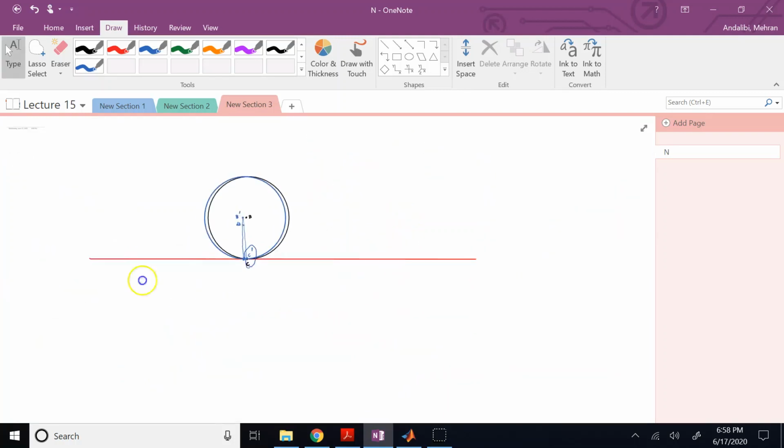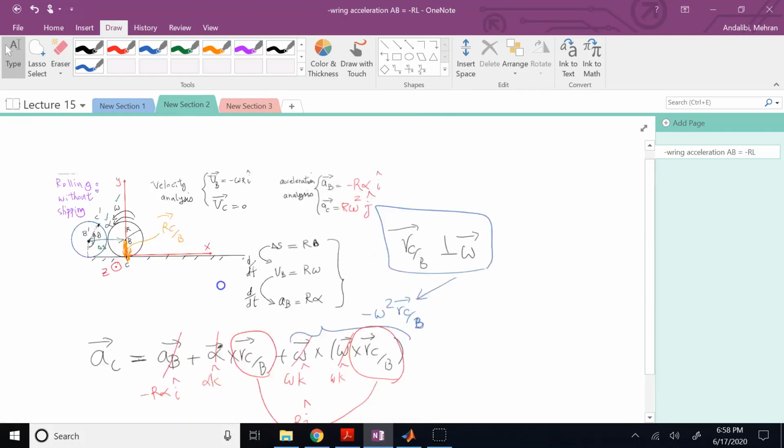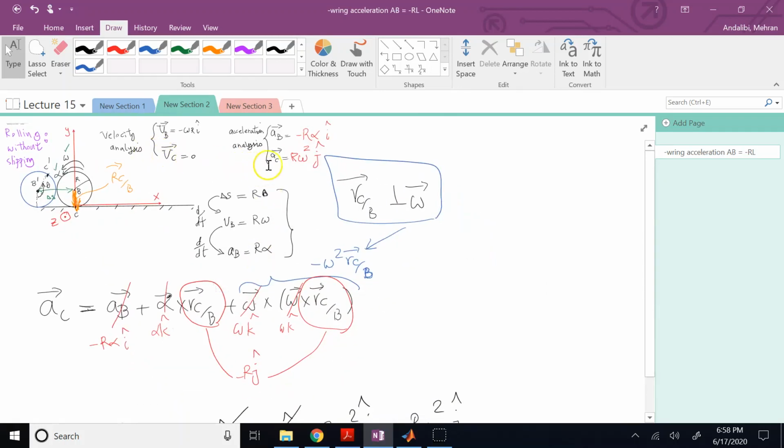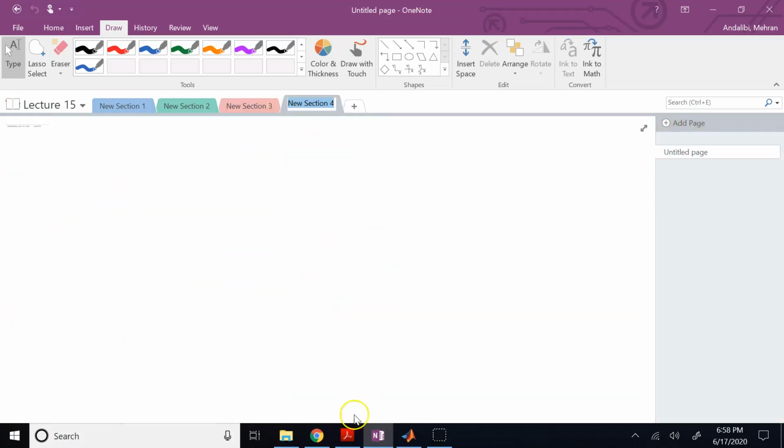It doesn't mean that the disk leaves the surface, no, because other points on the disk would come and serve as the contact point, but I want you to see that these two things that we found, V of C equals 0 and A of C equals R omega squared J, they do actually make sense physically. And I guess they do.